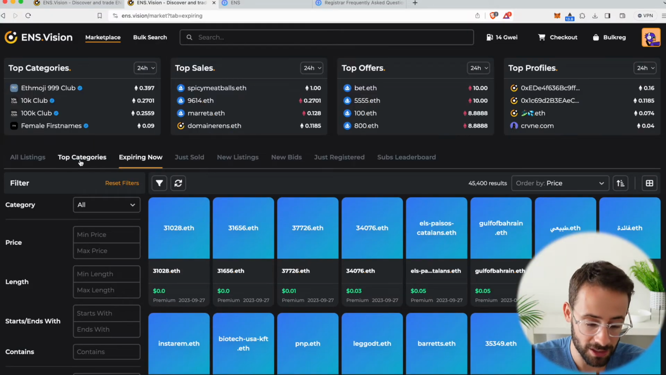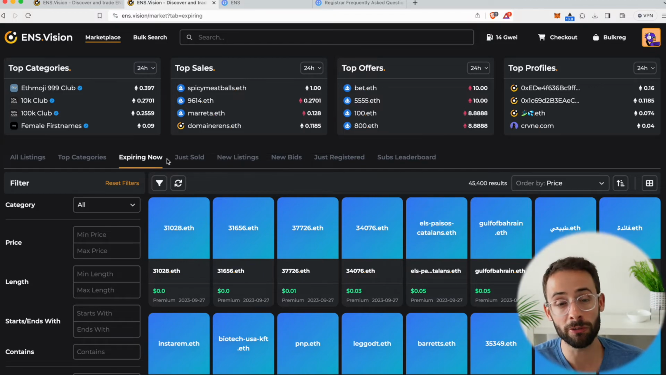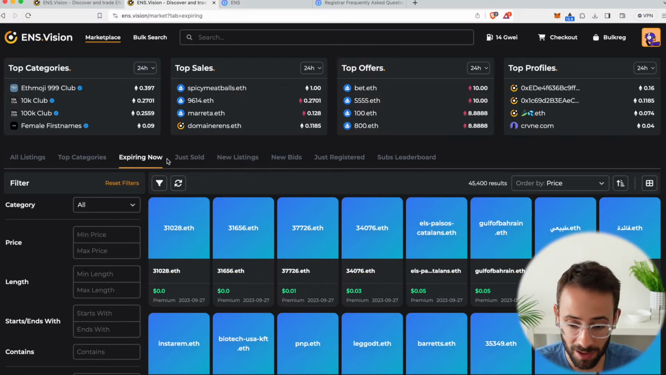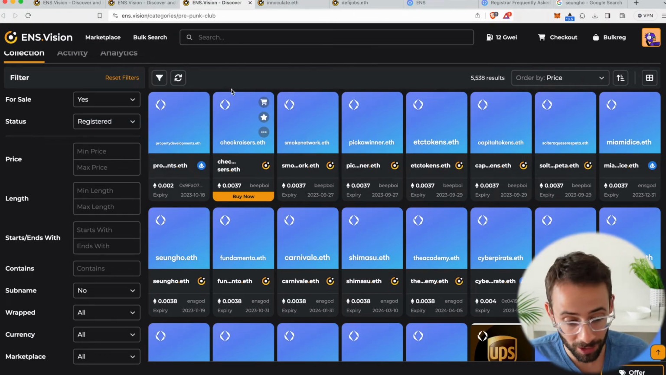And I think actually that the top categories tab and the expiring now tab are the best ways that you should look for domains to find something that you want to buy. Now, once you've found a domain that you want to buy, let's talk about the different tools that you can use to actually purchase it. So I'm gonna purchase two of these ENS domains here today to show you a couple of the different ways.